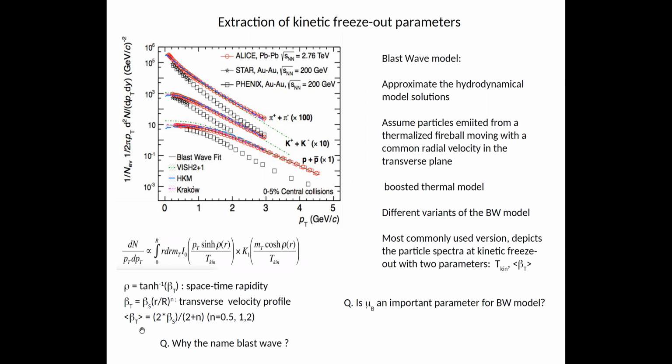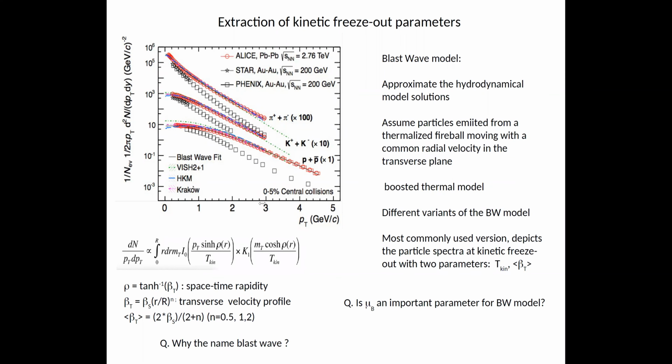Now here there are 2 questions. As I said, in the blast wave, the 2 important physical parameters are T kinetic and beta T. But we have not discussed mu B, the baryon chemical potential, at the kinetic freeze out. It is enough to know the kinetic freeze out temperature and the average expansion velocity of the medium. So why is mu B not an important parameter for the blast wave model? Can anybody tell?